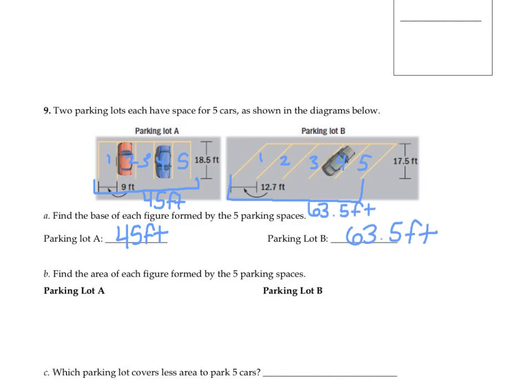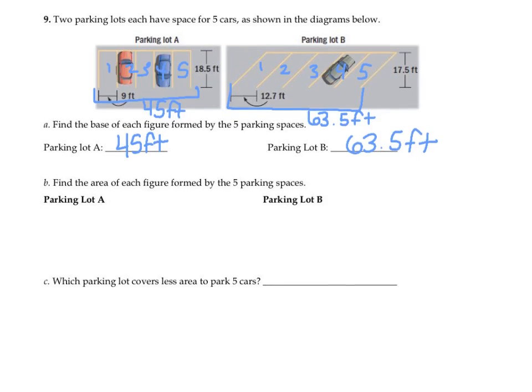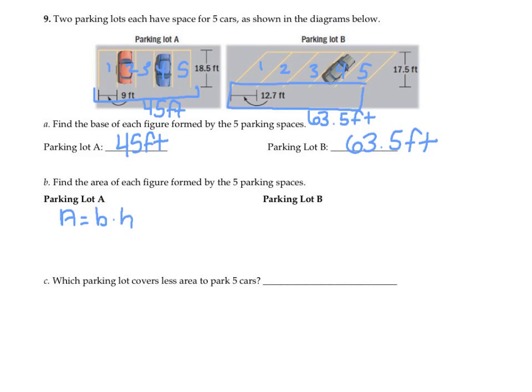And now I can use the information that we figured out to find the area of each parking lot. So remember that first parking lot A, is a rectangle. So I'm going to multiply my base times my height. Remember, I'm finding the area of the whole thing, not just the area of one parking spot. Same way with parking lot B. Remember, I'm finding the area of the whole thing, that parallelogram, which is base times height.